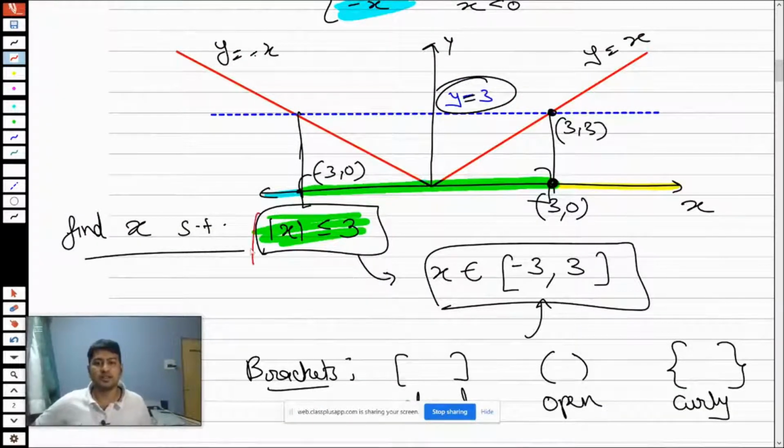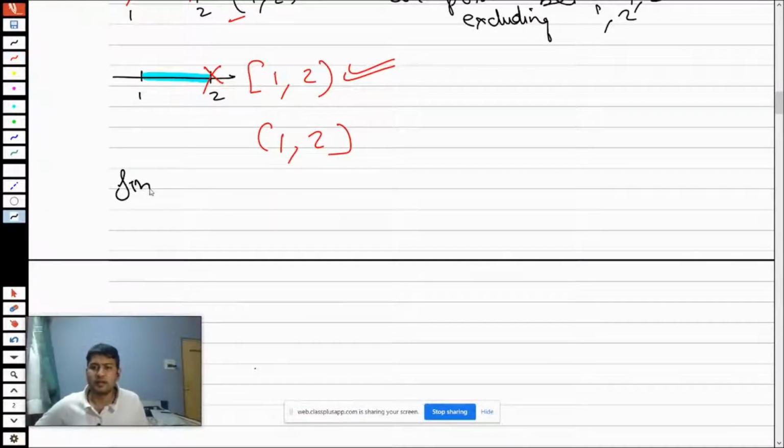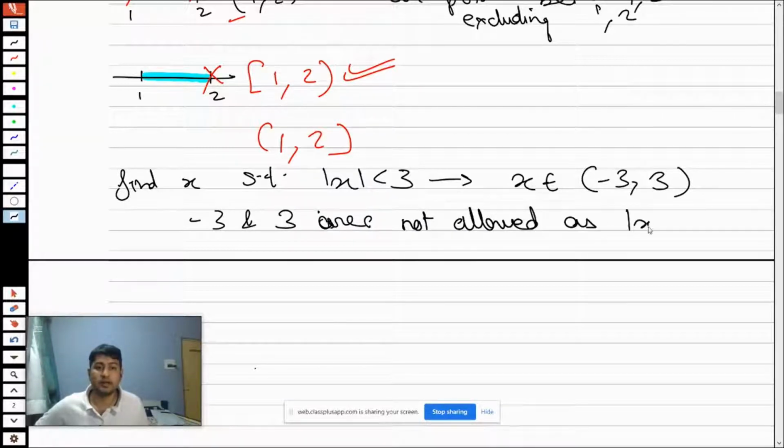So here we are saying |x| less than or equal to 3. So |x| being equal to 3 is allowed. That's why I'll include -3 and 3 in my final answer. But had you asked me, find x such that |x| is strictly less than 3, then the answer would have been x belongs to the set (-3, 3). Now -3 and 3 are not allowed, as |x| should be strictly less than 3 and never equal to 3. So |x| equal to 3 is not allowed anymore. That's why in this case we exclude -3 and 3.